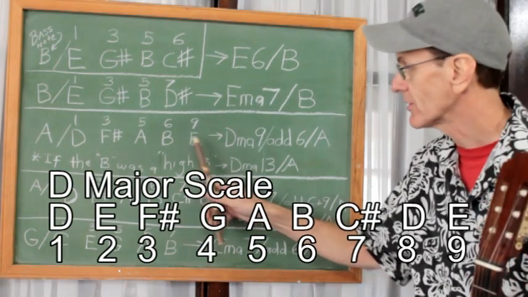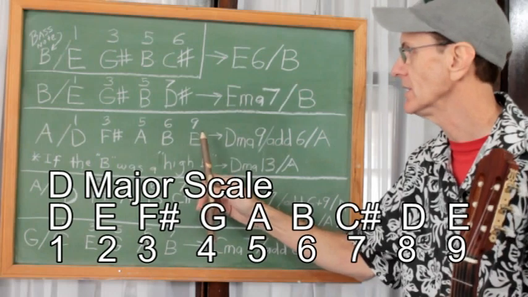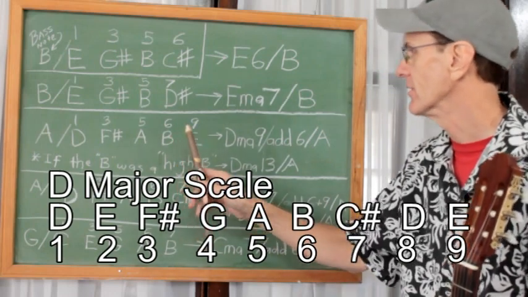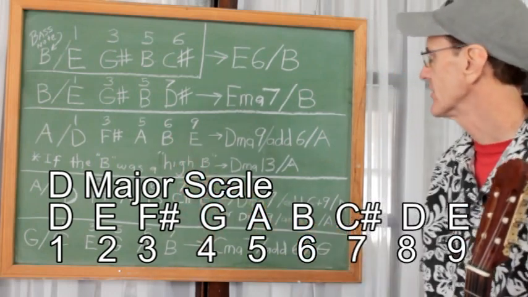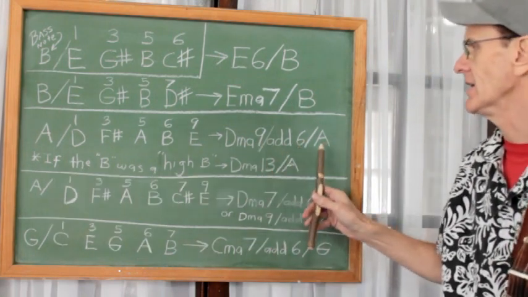Okay, E is our 9th because D to D would be 8, and then the next one's 9, so E. And then we've got the 6th in there, okay? So B is the 6th. So it's a D major 9th, add 6 slash A.